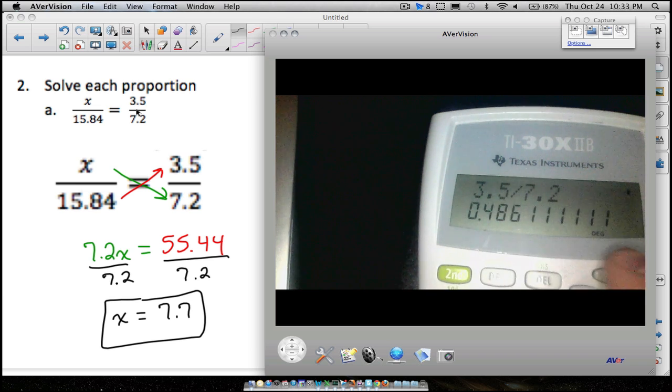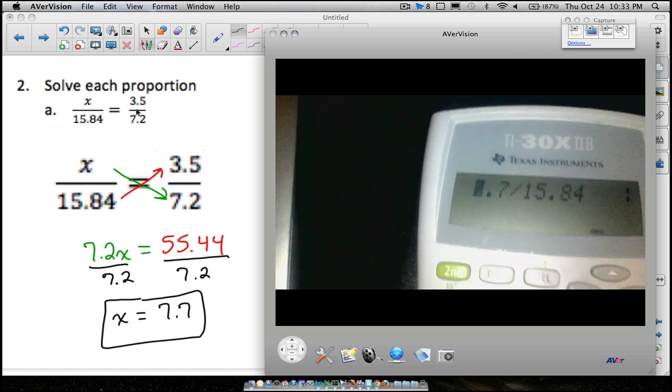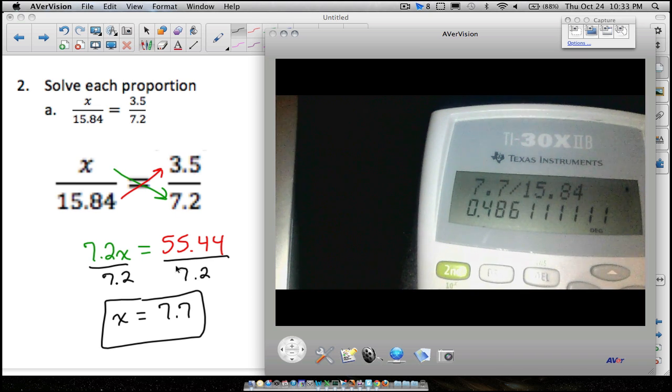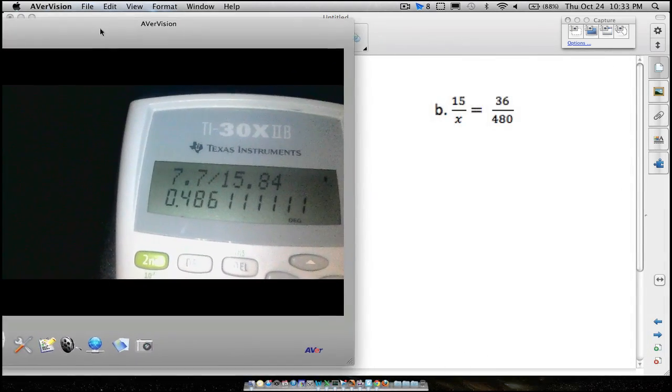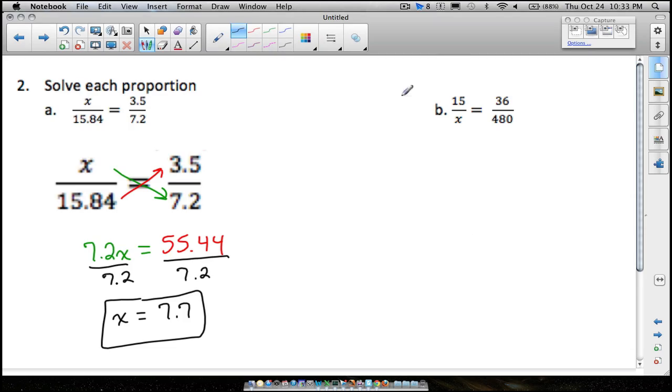.486 with some repeated ones, and if we look back at that other one, .486 with some repeated ones. So we do have the exact same fraction on both sides. That proportion does work, and it's supposed to. We're solving for x. So let's do something very similar over here.